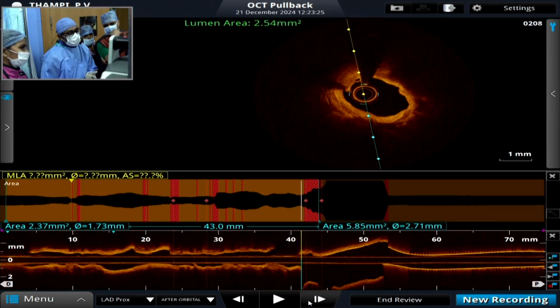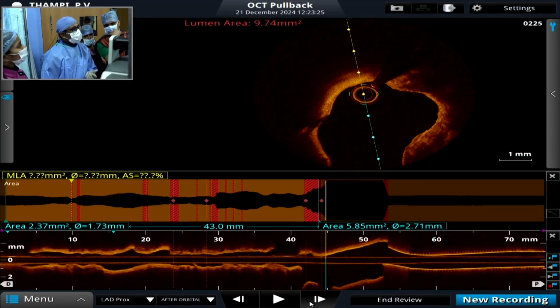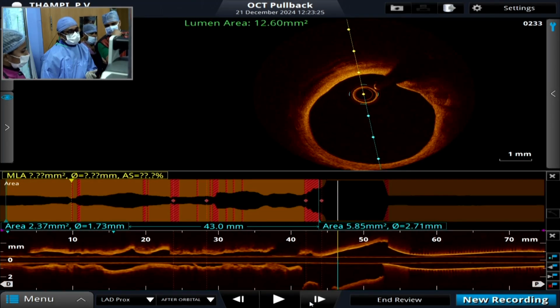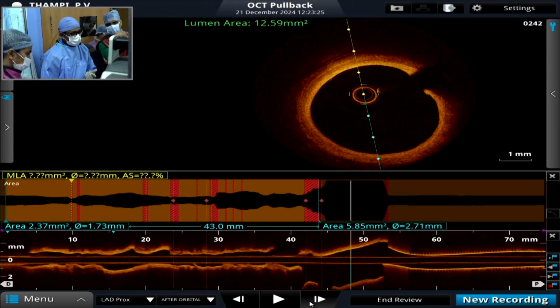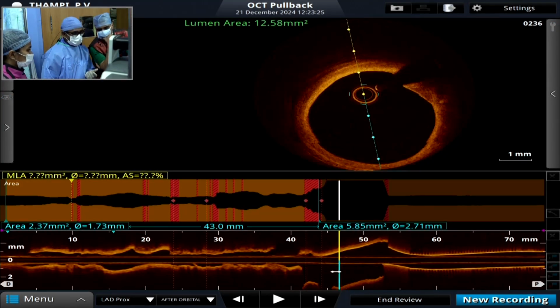See, we have done the balloon dilatation. Yes, sir. Shall we do one more OCT run before stent implantation? Okay, just to see what has happened with balloon dilatation. And now we have reached the left main. Left main looks quite roomy.